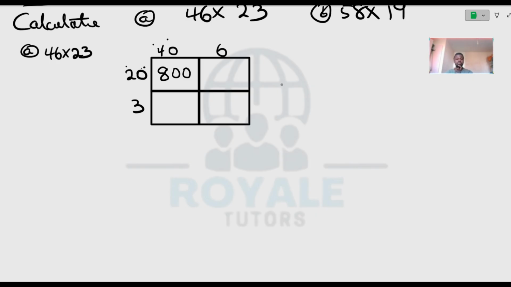Then for 20 times 6, you just do 2 times 6, which is 12. Then you put 0 at the back. Then you move to 3 times 40. For 3 times 40 as well, you do 3 times 4, which is 12. Then you put 0 at the back. Then for 3 times 6, that is 18. You can learn that from our first video. We did how you multiply one digit by one digit and how you multiply two digits by one digit.